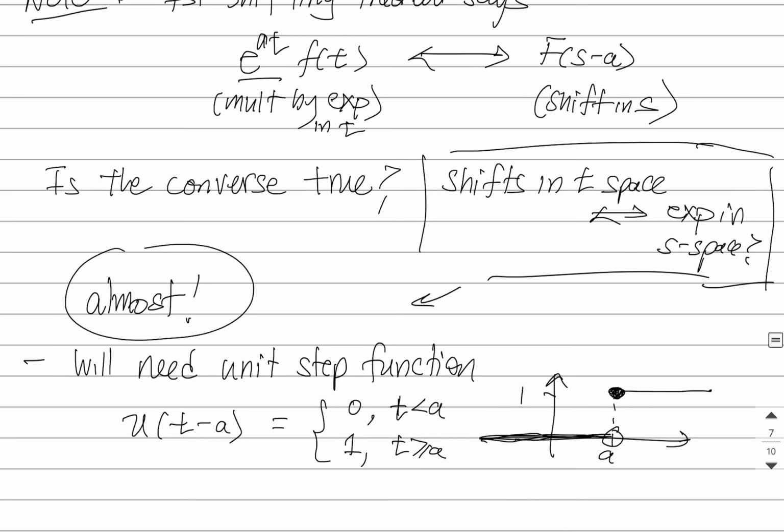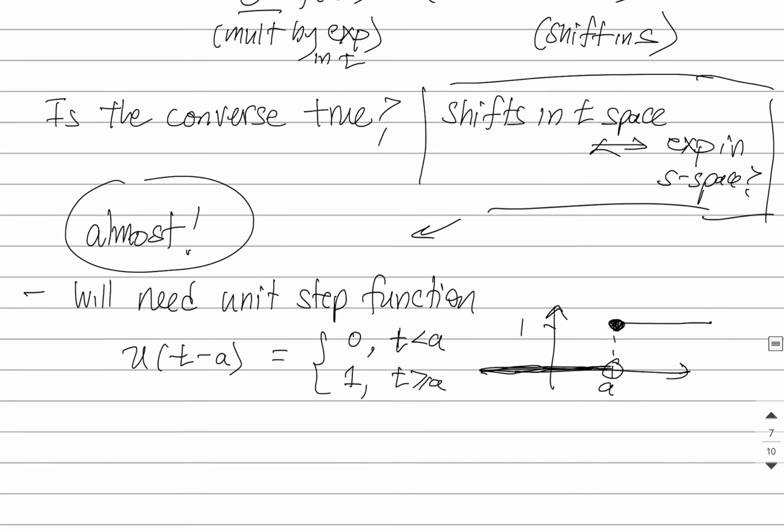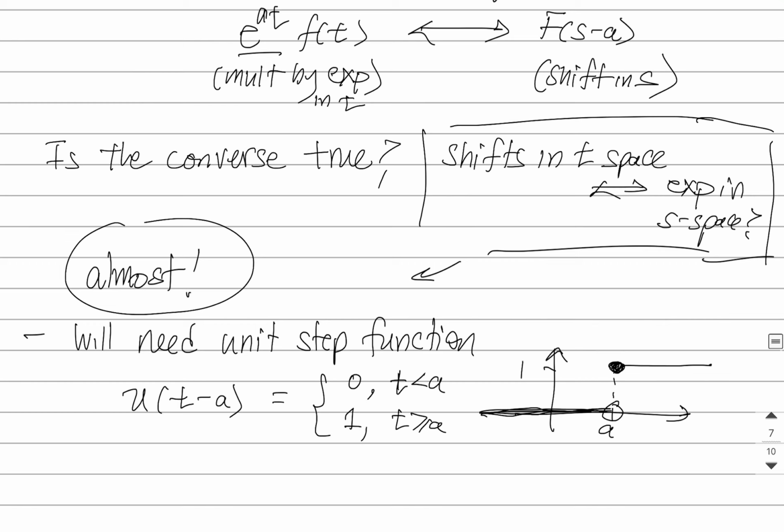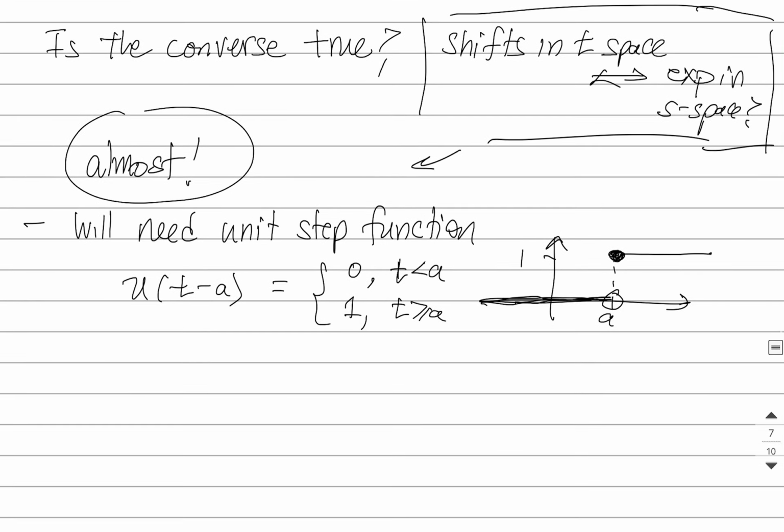Now, in order to try to show that to you, we need to talk about the unit step function. Remember that the unit step function is a light switch. It essentially says it's off until time a, at which point it discontinuously jumps and turns on at time a. And so, we're going to consider the following combination.